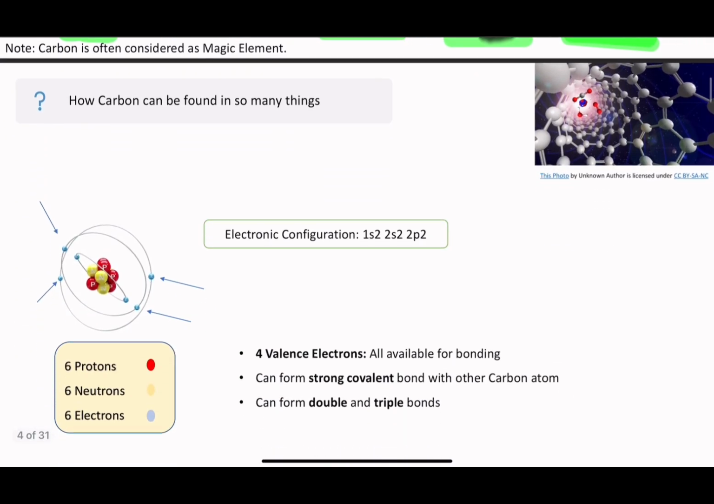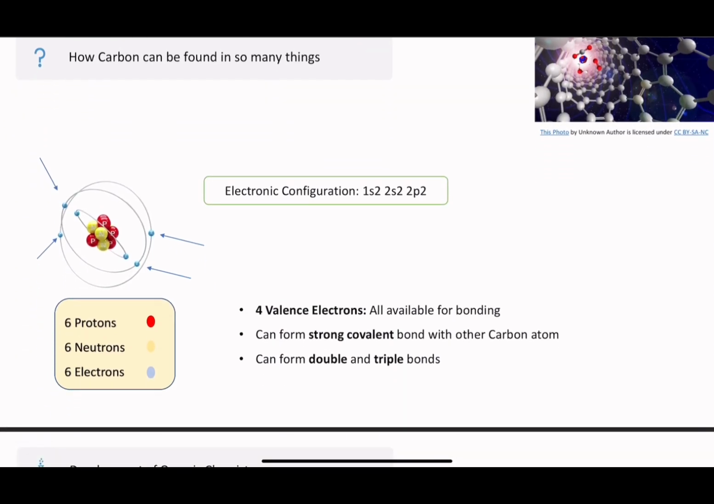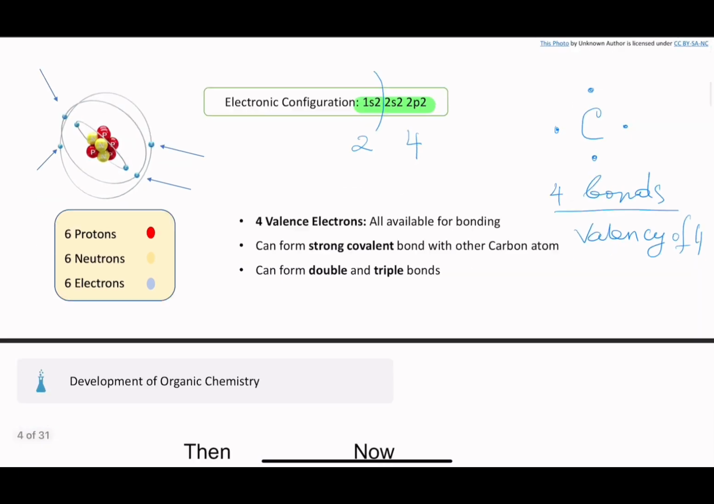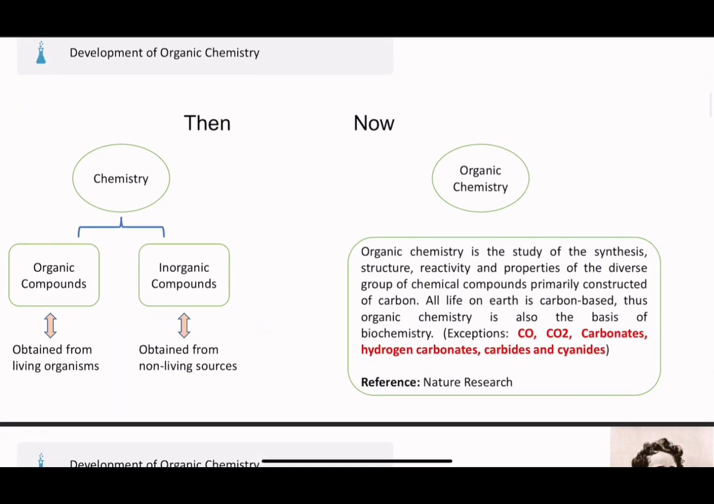Okay, so now let's look at the electronic configuration of carbon. It is 1s2, 2s2, 2p2. So as you can see, on the first shell we have 2 electrons. On the last shell we have 4. That means that carbon can make 4 bonds. I'm drawing a carbon with the 4 electrons around it. So we need to always have 4 bonds. That means that it has a valency of 4.